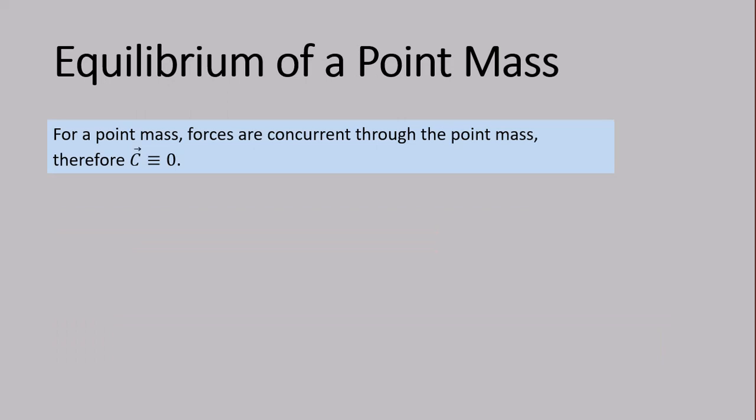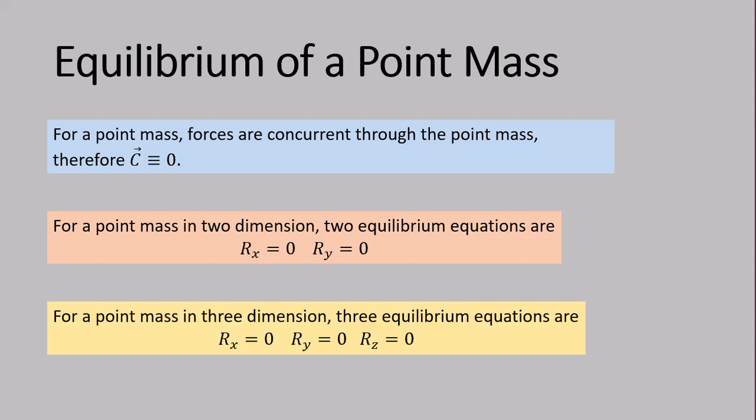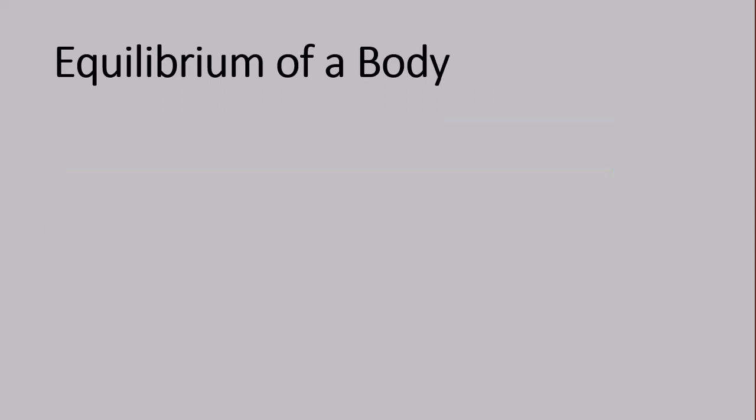Equilibrium of a point mass: when the mass does not have any size, the rotation of a point mass is meaningless. In that situation, the resultant couple is automatically 0. Therefore, for a point mass in two dimensions, we have two equilibrium equations, and for a point mass in three dimensions, we have three equilibrium equations.